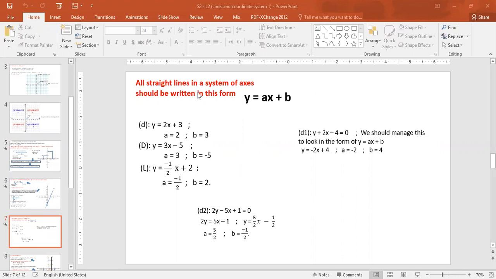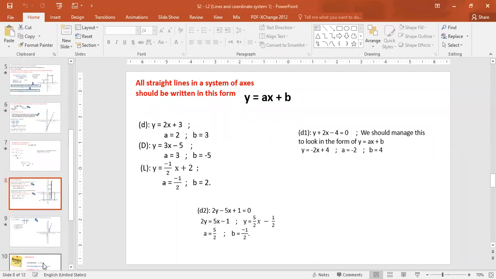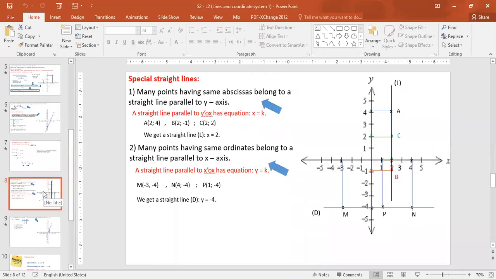Okay, do you see this slide, guys? Please practice, very important, right? Practice it again today, okay? Practice it in your copybook, Alex, okay? Okay. Now, I will move to the next slide. Now, I will talk about special straight lines we draw in a system of axes. Please pay attention. We have 3 special straight lines we draw in a system of axes.